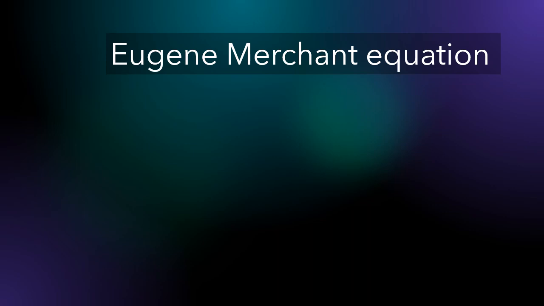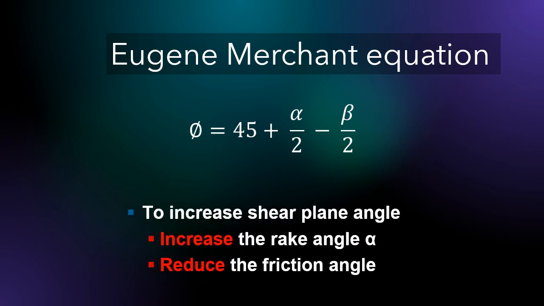The shear plane angle phi value will minimize the energy required for the cutting process. Phi in orthogonal cutting, as well as in 3D machining, is given by the Eugene Merchant equation. A higher shear plane angle means a smaller shear plane, which means lower shear force, cutting forces, power, and temperature. To increase the shear plane angle, we need to increase the rake angle alpha or reduce the friction angle beta.